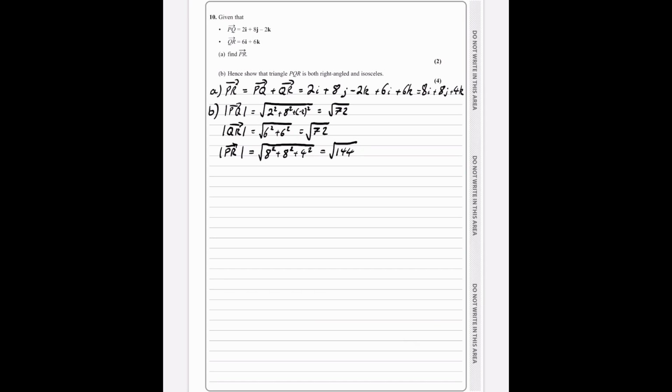Now the question asks us to show that PQR is both right-angled and isosceles, and so by stating that PQ is equal to QR, our triangle has 2 side lengths that are the same. That means that we're dealing with an isosceles triangle.